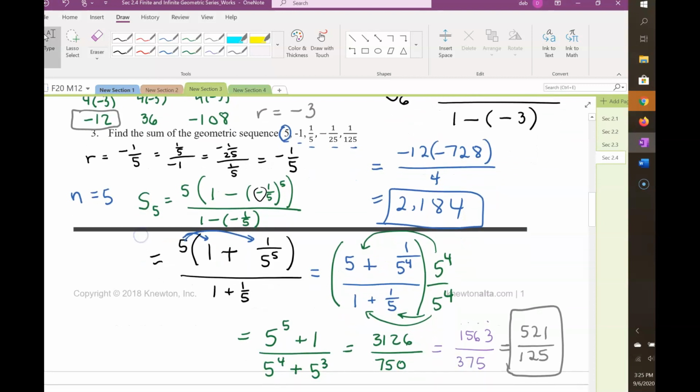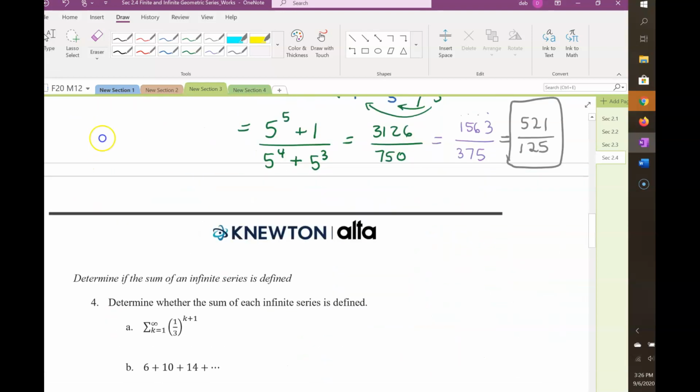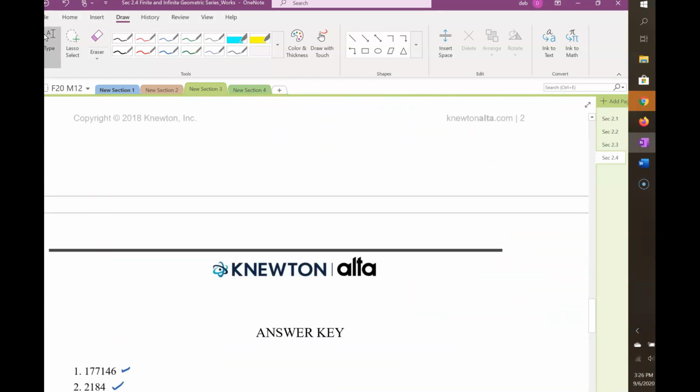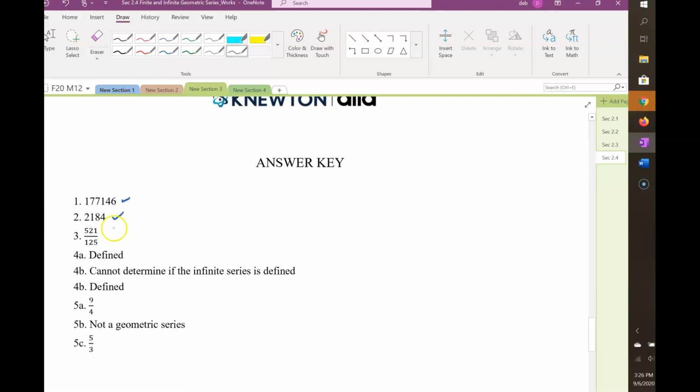And because you're given a fraction in the problem, you need to give fractions in the answer. You could use decimals meanwhile if they're exact, but you should never say that 1/3 equals 0.3 or 0.33 because it doesn't equal that. It's only approximately that. Okay, so I got 521 over 125. So I'm going to come down here and see how I did. Yay! Got it right.